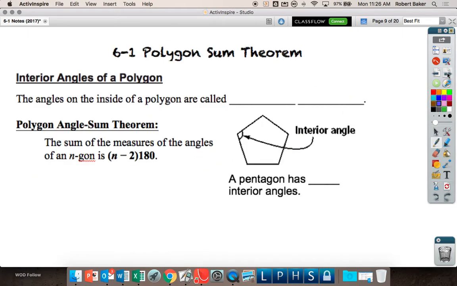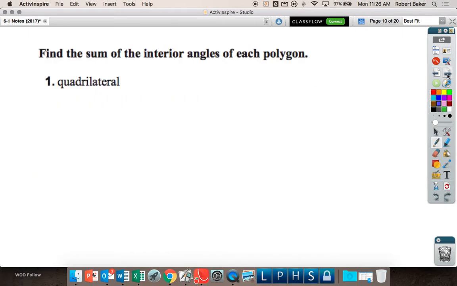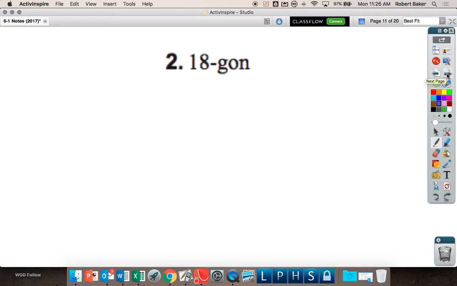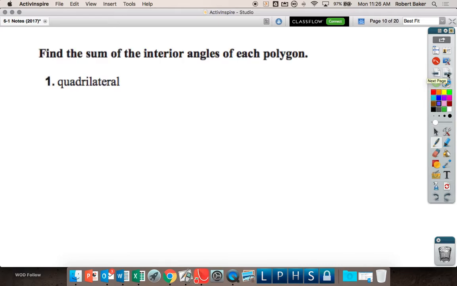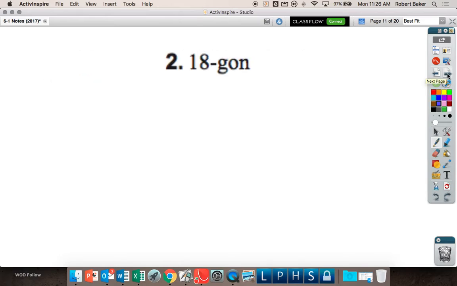Okay, so we kind of covered this already, what an interior angle is. We've done that. So this one says, find the interior angle sum for the 18-gon. How many degrees are inside of an 18-gon? So now it's kind of recalling information. If you have a shape with 18 sides, how many total degrees are in there? That would be 18 minus 2 times 180. How many total degrees is that? 2,880.